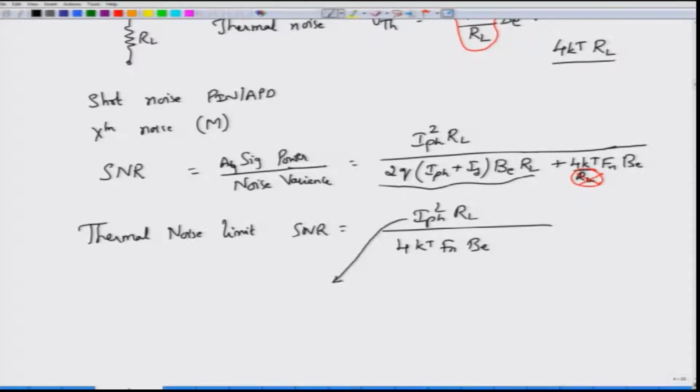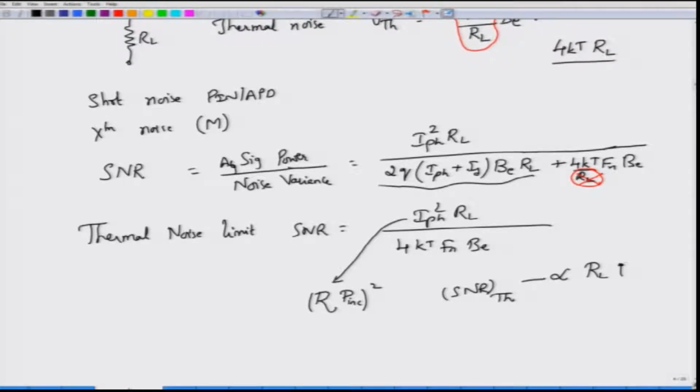How is the photocurrent generated? Photocurrent is generated because of the responsivity of the photodiode times the optical power that is incident. So, IPH square is basically R into incident optical power square, and what you observe here is that the signal to noise ratio when you are looking at the thermal noise limit is directly proportional to RL. In fact, you can increase the signal to noise ratio by increasing the value of RL.